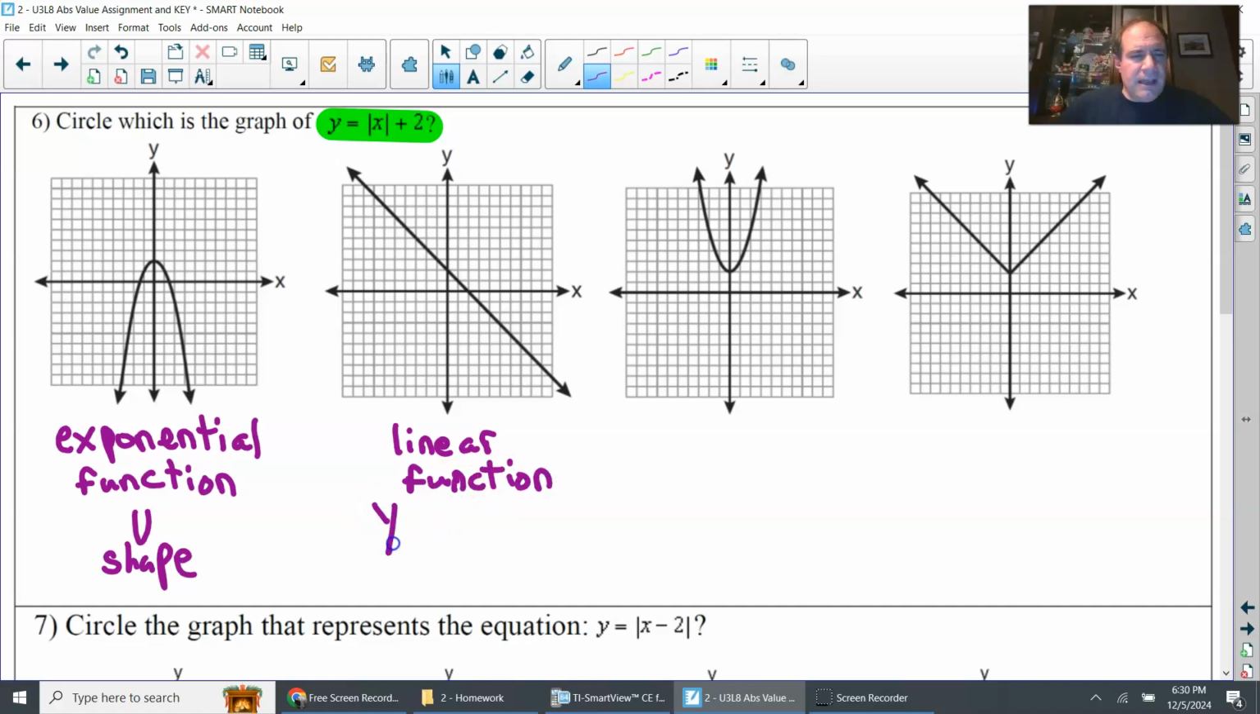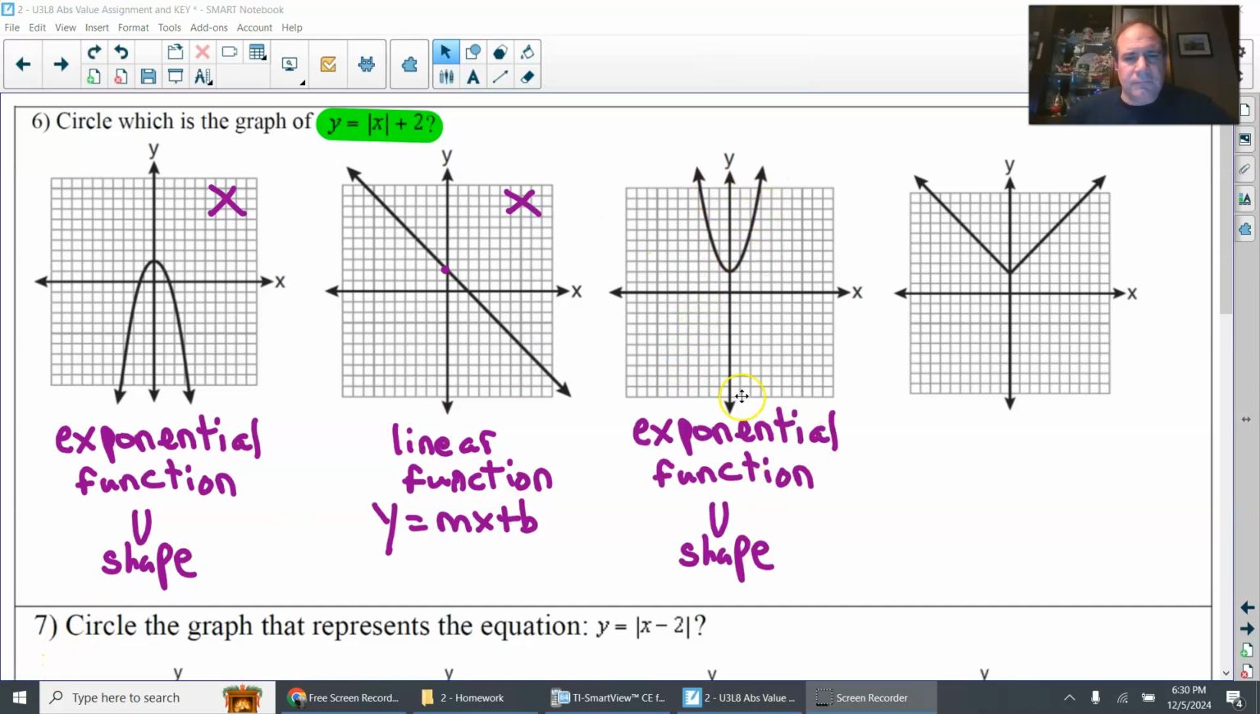And you know that it has to be in y equals mx plus b. This has a negative slope, and it also crosses at this y-intercept of 2. So that is nowhere near what the answer is. So that's out and that's out. Here's another exponential function. Again, it's another U shape. This is an exponential function that faces downward. So this is a negative exponential function. This is a positive exponential function.